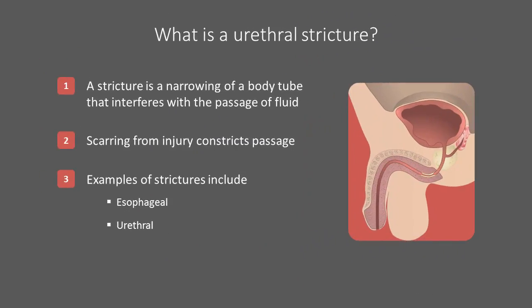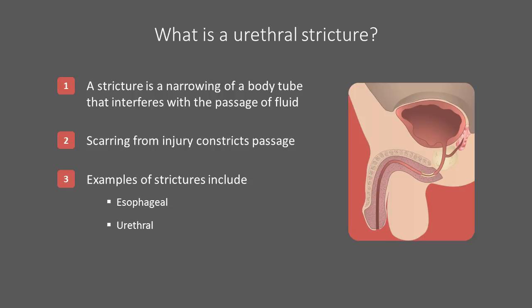So, what is a urethral stricture? Essentially, a stricture is a narrowing of any hollow tube in the body that interferes with the passage of fluids or solids through that tube. The narrowing is usually caused by scar tissue formation, which develops following an injury or some type of inflammatory process.